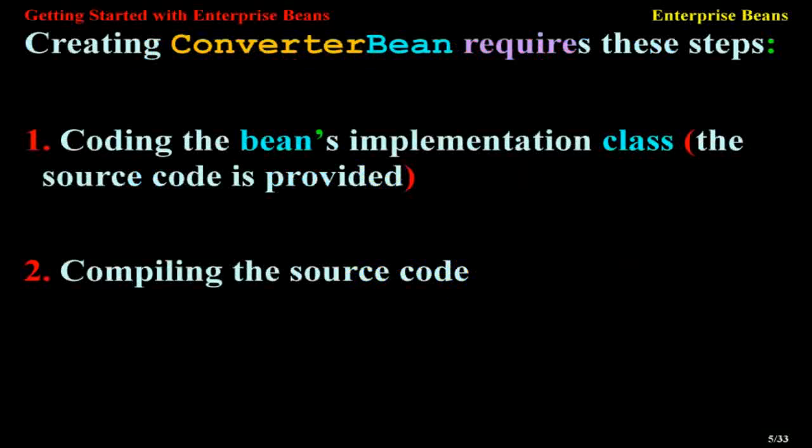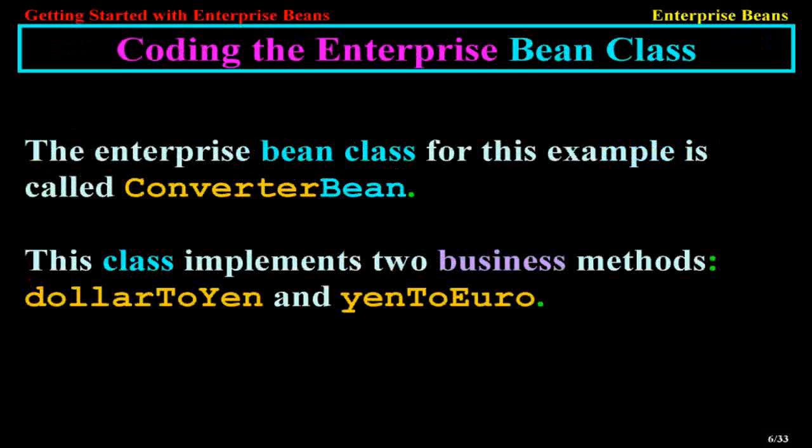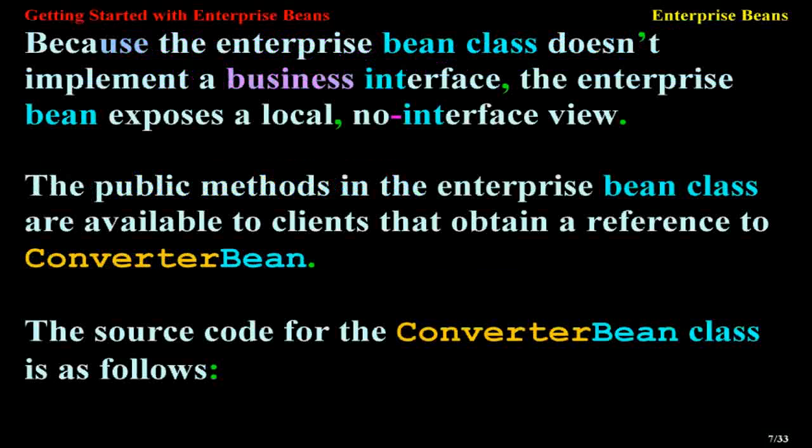Coding the enterprise bean class. The enterprise bean class for this example is called ConverterBean. This class implements two business methods: dollarToYen and yenToEuro. Because the enterprise bean class doesn't implement a business interface, the enterprise bean exposes a local, no-interface view. The public methods in the enterprise bean class are available to clients that obtain a reference to ConverterBean.